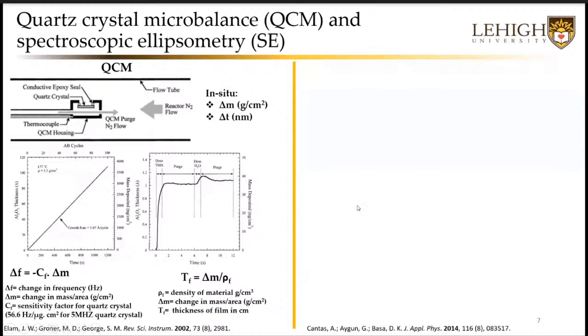Next is spectroscopic ellipsometry. One obvious benefit of using QCM is it can be used in situ. In situ meaning you can use this technique while the growth is going on. So you'll know what the growth looks like, whether it's ideal ALD or non-ideal ALD. For ideal ALD, it should look like this, which is linear. But for non-ideal ALD, it wouldn't look linear. It would look something like linear, and then it gets saturated at some point. It's non-ideal ALD, meaning that there is something wrong going on.